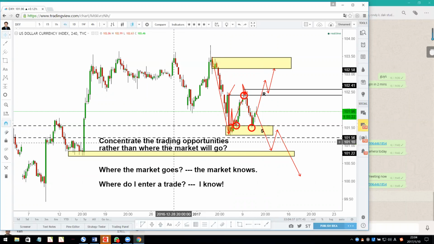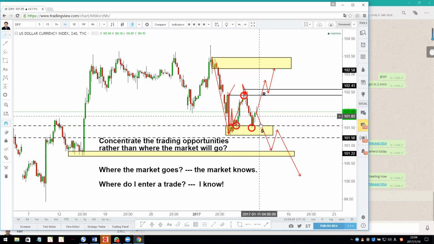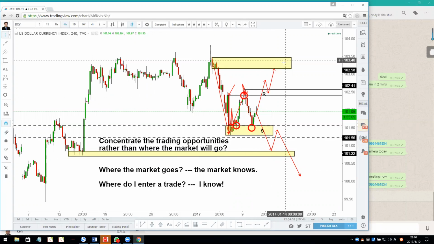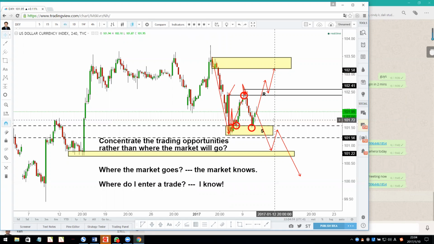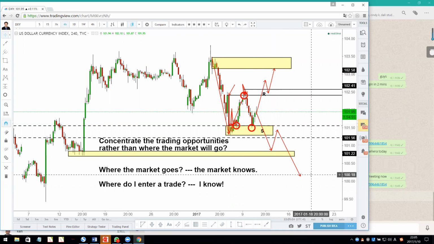So my suggestion is to focus on the trading opportunities, which is number 2, rather than where the market will go. Don't guess whether the market will go up or down. It doesn't matter. If it goes up, you ask yourself, the price goes up very nicely, did I have a buying opportunity here? If the market goes down, did I have a shorting opportunity? Or did I buy already? Am I in profit?